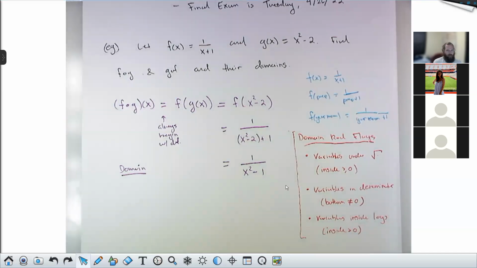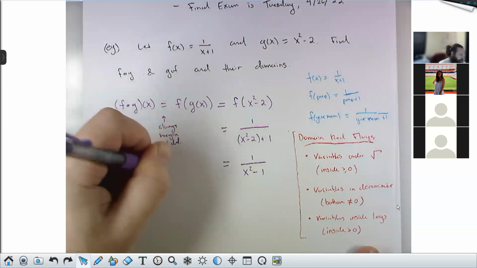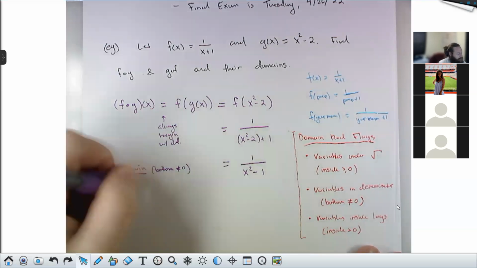This function, 1 over x squared minus 1, has variables in the denominator. So we need to make sure that the bottom is not equal to 0. To do that, we're going to figure out what does make the bottom 0, and then we will exclude those from the domain.